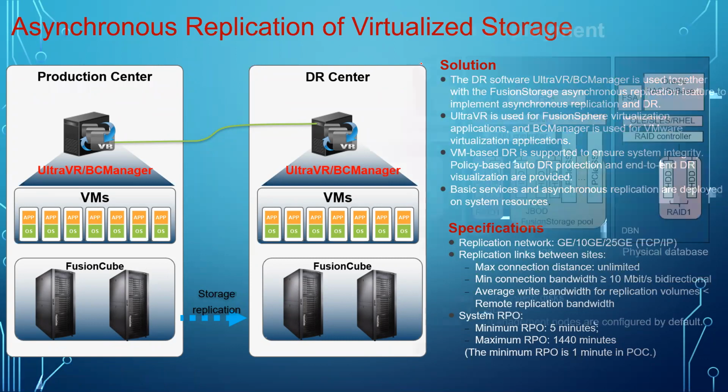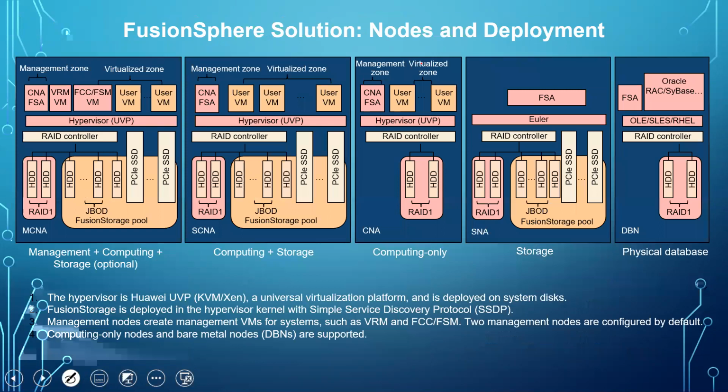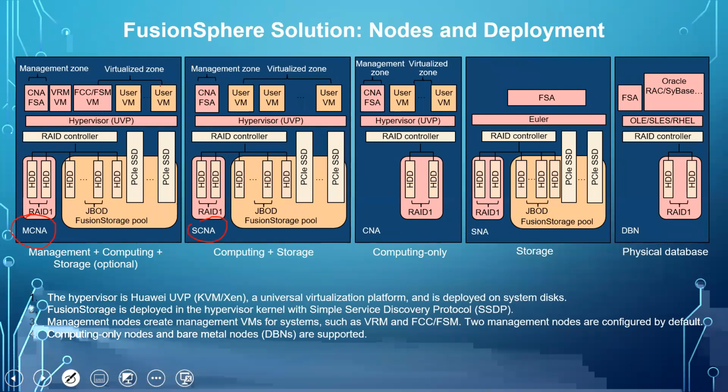So in FusionSphere solution, we have different nodes. These are the node types. For example, MCNA. MCNA is used for the management and cluster management. All the management things are stored in MCNA. And SCNA is computing plus storage. So in MCNA, we can create user VMs as well.